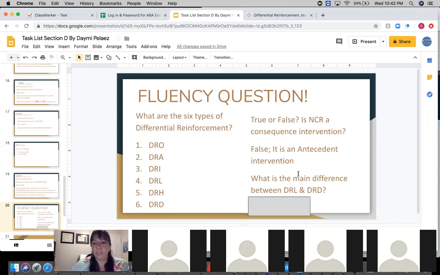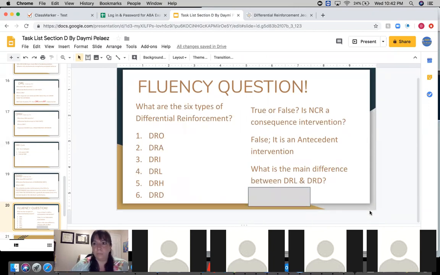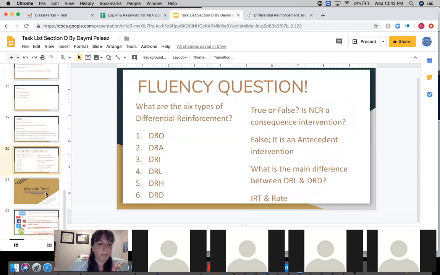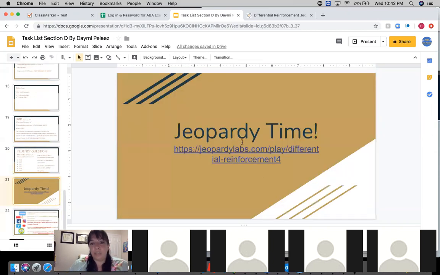And then what is the main difference between DRL and DRD? DRL uses IRT and DRD uses rate. Perfect. So I basically put IRT because it's the main thing that we got to focus on. But you're right. So I'm going to put and rate. So that's the difference. Okay. Okay, and then I have here a Jeopardy game, but I have 4 minutes. I can get it started.